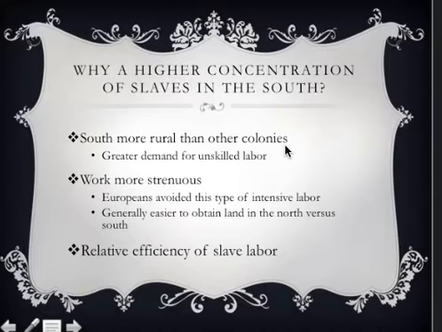Also realize that the South was more rural, so there was a greater demand for skilled labor because of the type of agriculture that was going on. I already went over that.